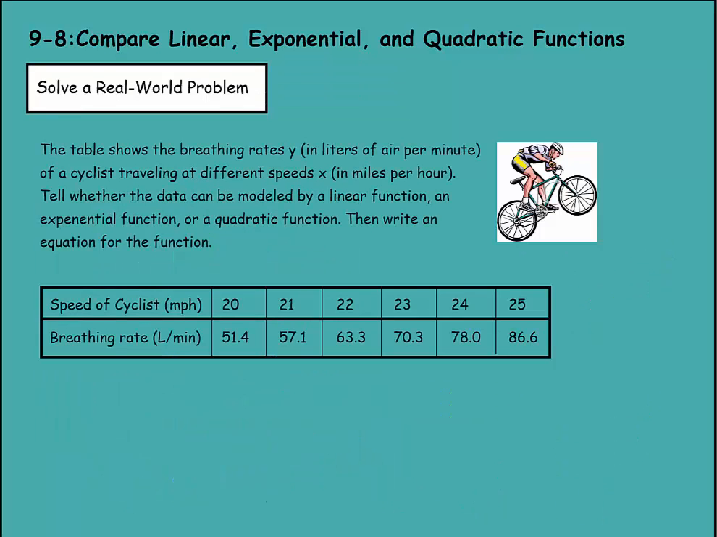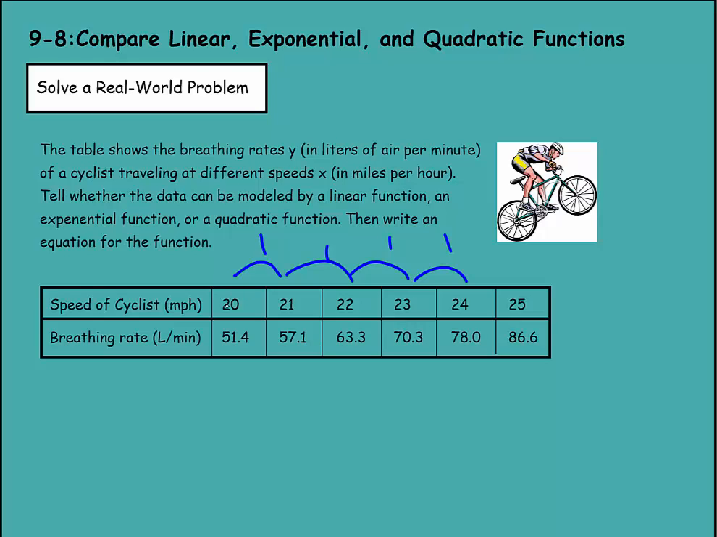Now we could solve a real-world problem. The table shows the breathing rates y in liters of air per minute of a cyclist traveling at different speeds x in miles per hour. Tell whether the data can be modeled by a linear function, an exponential function, or a quadratic function, then write an equation for the function. I see that this is going up by 1, which is always very helpful. That helps us get our rates down. Let's see if this is going to be linear. See if it's going up at the same rate.